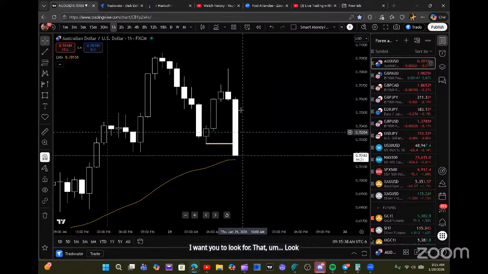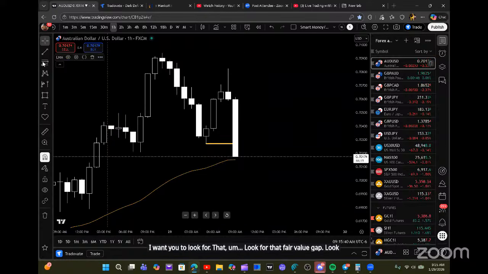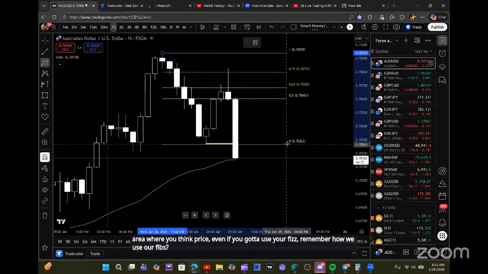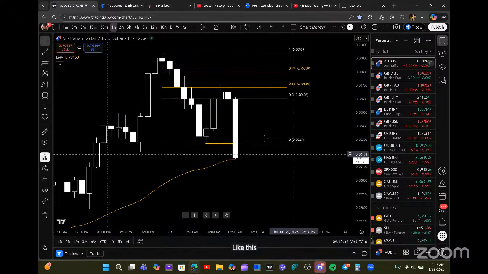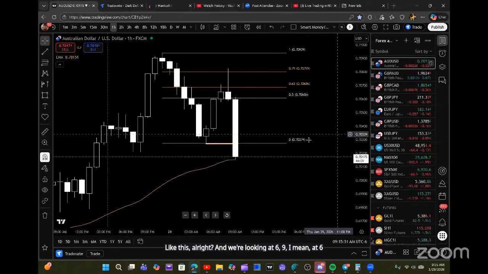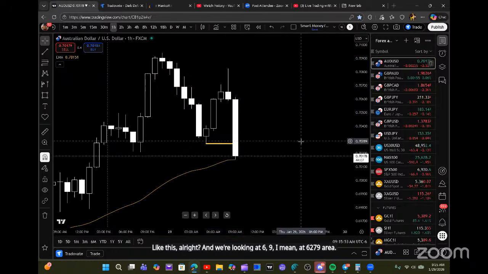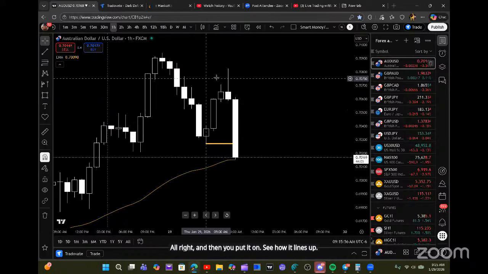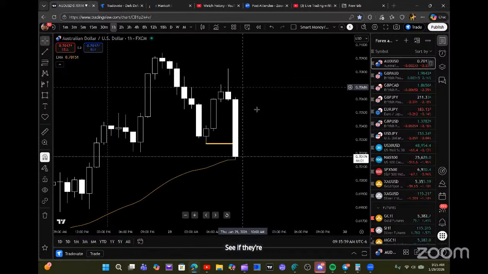that fair value gap. Look for that area where you think price will go, even if you've got to use your fibs. Remember how we use our fibs like this? All right. I'm looking at the 6.279 area. And then you put it on. See how it lines up. See if that low volume node is gonna line up with it.